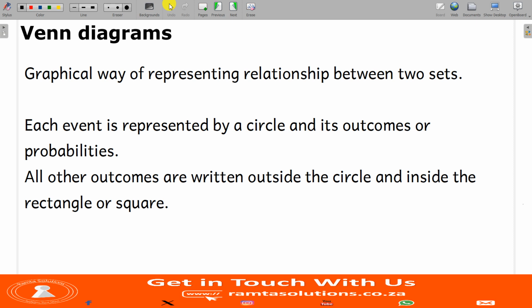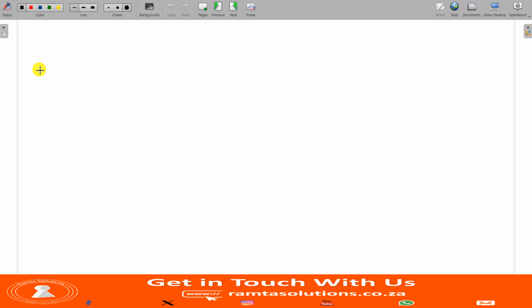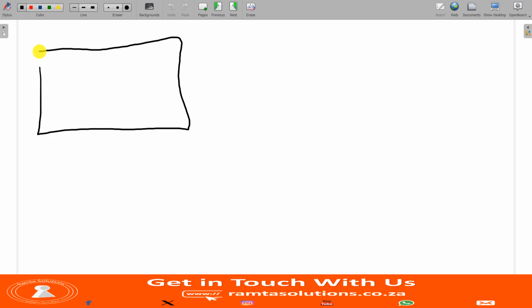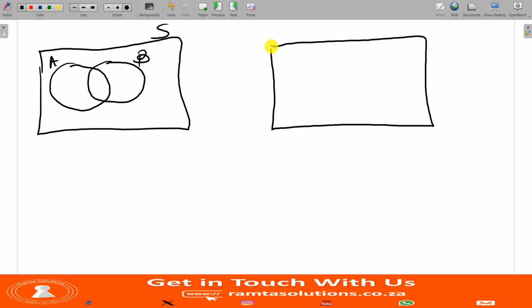So remember, for your Venn diagram, you have a square or a rectangle, and inside that square or rectangle, you have circles. So let me show you what they are. This is your Venn diagram. Let's say this is event A and this is event B. This is your sample space. Or it can also be like this, where you have event A and event B. Or it can also be like this.